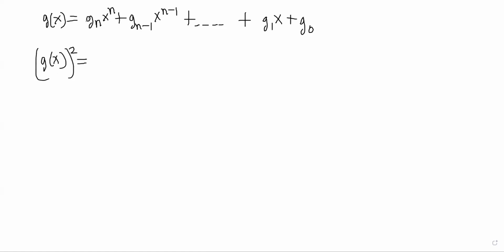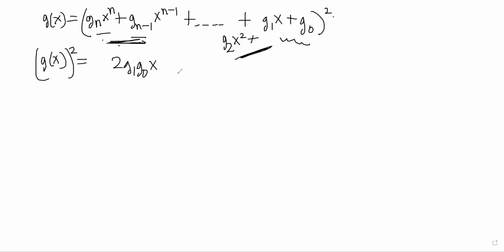Let's say g of x was g_n x^n plus g_(n-1) x^(n-1) till g_1 x plus g_0. So g of x whole square will be the square of this. The square of this will have many higher order terms. When you square each of the terms, there will be all the terms which will be multiplied two at a time, right? So notice that if you have g_2 x square here, you will never get an x term from any of the two groupings, right? The only way you can get an x term is 2 g_1 g_0 x, right? This is the only term that gives x power 1.